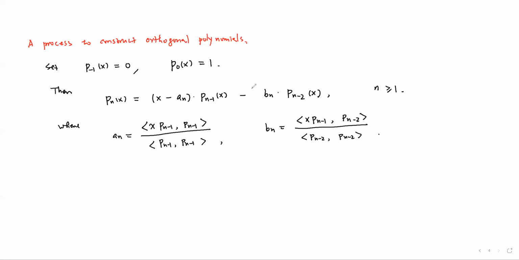So in this way, we have a sequence of polynomials. Those polynomials are orthogonal to each other. All right, let me show you one example about this process. Example 1.